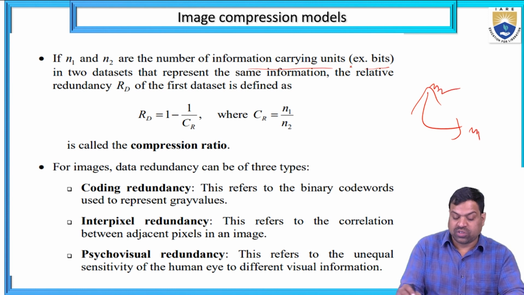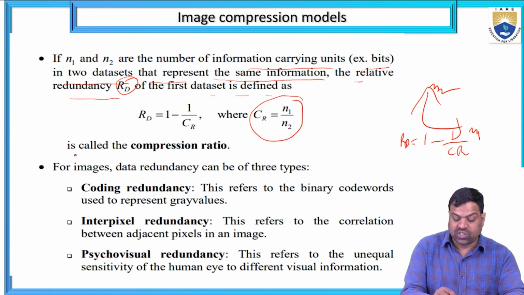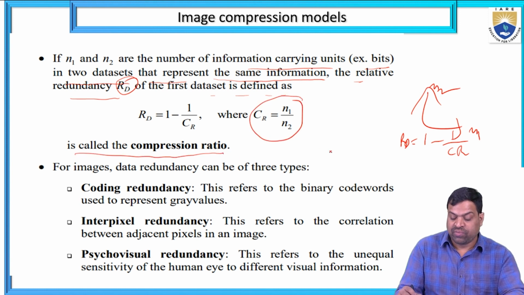the carrying of the units or bits in two data sets that represent the same information, the relative redundancy RD of the first data set is defined as RD equal to 1 minus 1 by CR. So here CR equal to N1 by N2 is called the compression ratio.